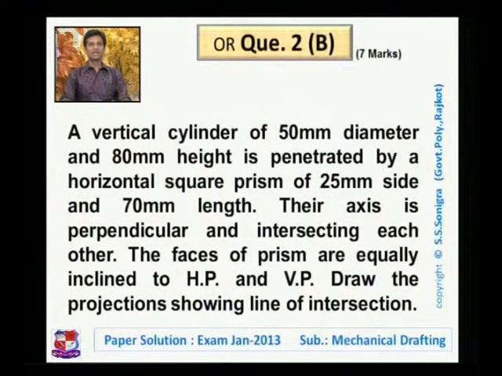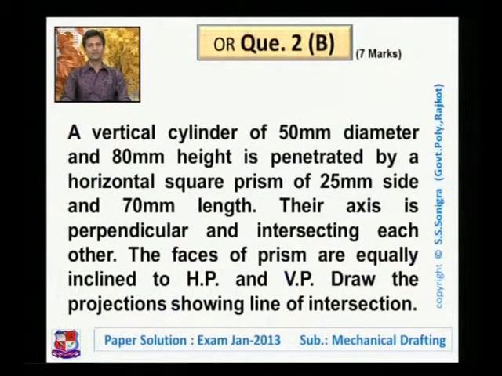Here, a cylinder is given to us, a vertical cylinder having diameter 50 mm and 80 mm height. So first, we should draw the top view and front view of the given cylinder. In top view, it will appear as a circle, and in front view, it will appear as a rectangle with height 80 mm and width 50 mm, and also draw its side view. In side view also, the cylinder will appear as a rectangle with width 50 mm and height 80 mm.